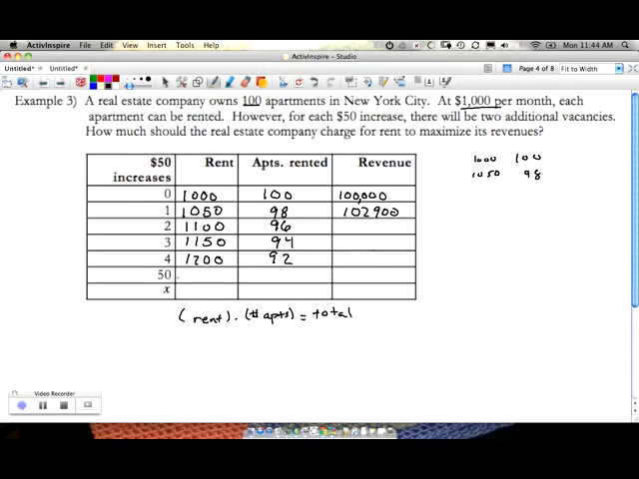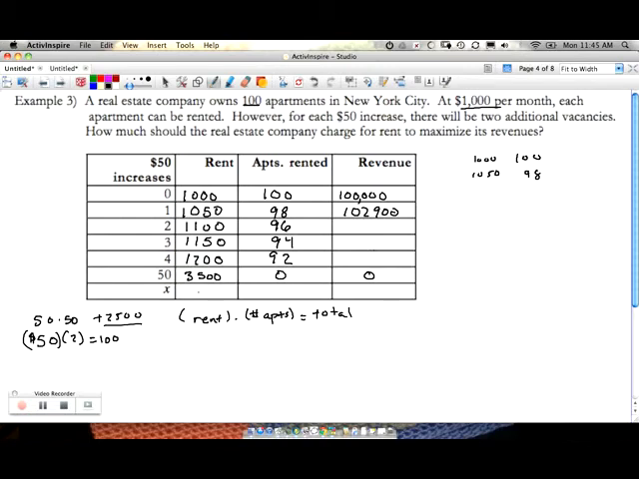So if we're doing 50 increases, that means 50 times 50, or now we're at $2,500 more, because 50 times $50 increases is $2,500. So we started with the 1,000, but now we're adding $2,500. That's $3,500 per apartment. But the problem is that 50 increases times 2 apartments gone, that's 100 apartments gone. So now we have 0 apartments. So that actually would make a revenue of 0.